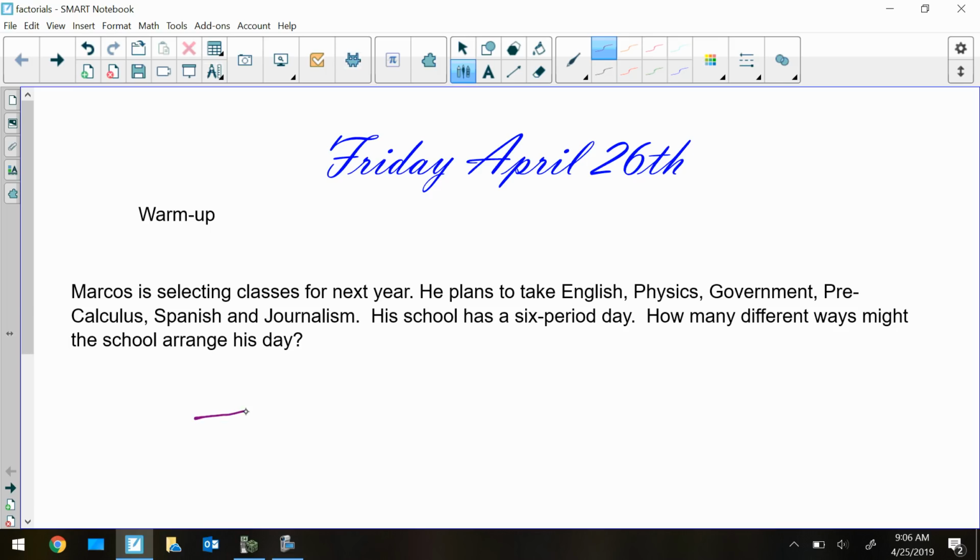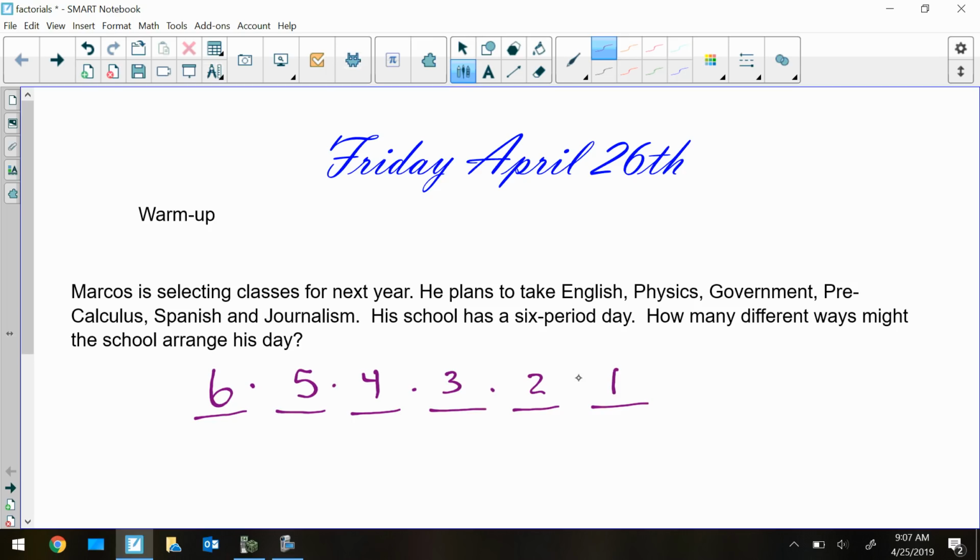Ideally, if you have 6 periods, you've got first period, second period, third, fourth, fifth, and sixth. When it comes to first period and you look at your 6 classes, you could have any of those 6 classes first period. Then second period, you've already taken one of the classes, so now you only have 5 options. Eventually, as we move through the day, we lose one of the options every time, so that by the time you get to 6th period, you only have the class that you have left over.